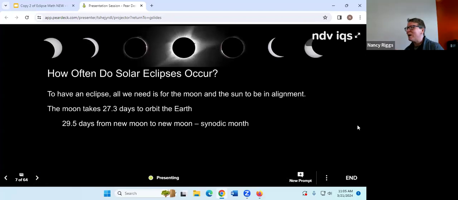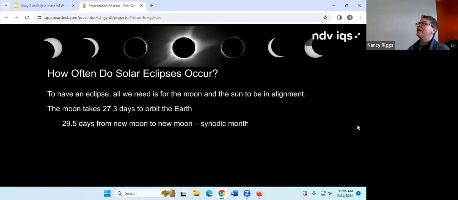So let's talk about what actually has to happen for an eclipse to occur. Again, technically all we need is for the sun, the moon, and the earth to be in alignment. Now, it's not quite a month that the moon takes to go around. We say it's 27.3 days, or we call something called the synodic month, which is exactly the new moon to the new moon, which is about 29.5 days. So again, not quite a month, but pretty close to a month.